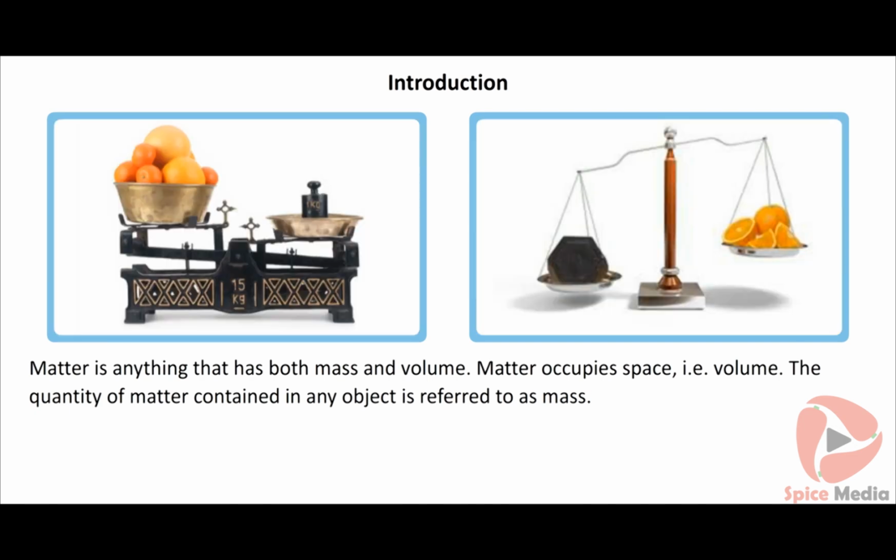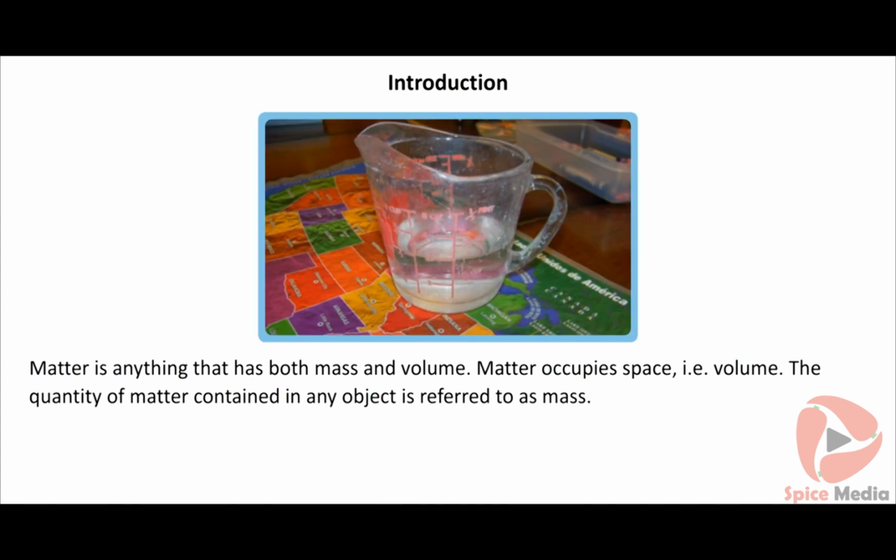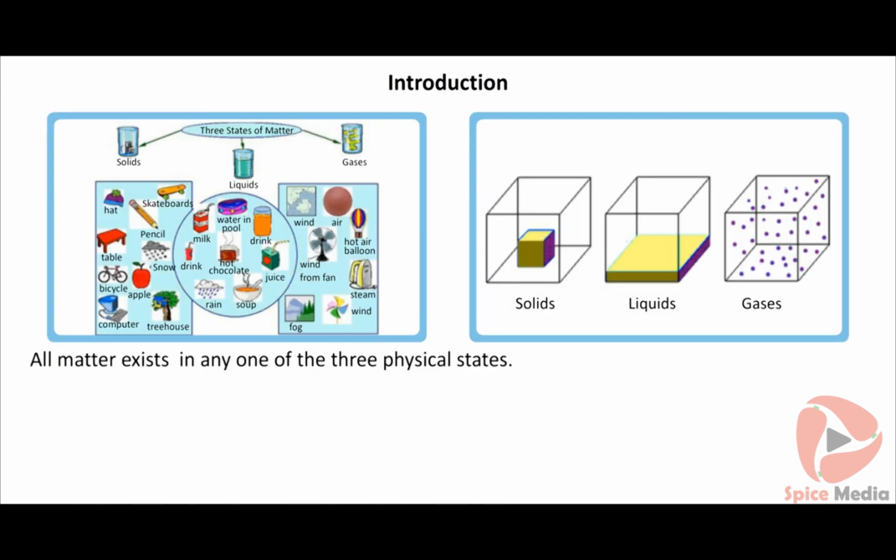Matter is anything that has both mass and volume. Matter occupies space, that is volume. Some are large and some are small. The quantity of matter contained in any object is referred to as mass. Hence, each matter is characterized by mass and volume. All matter exists in any one of the three physical states: solid, liquid, and gas.